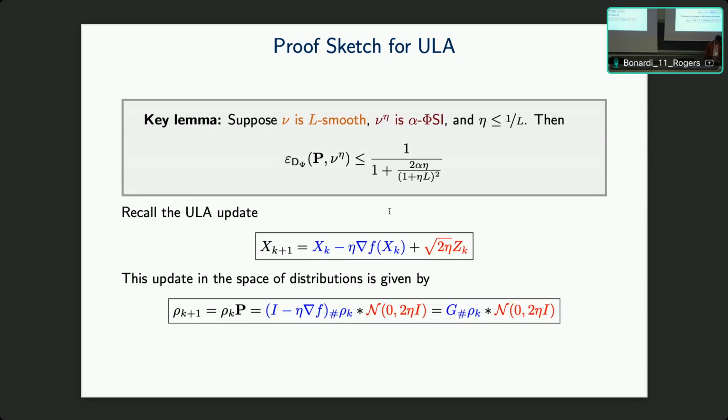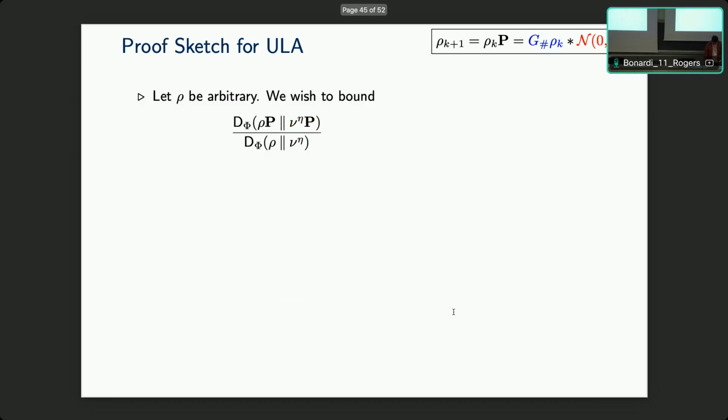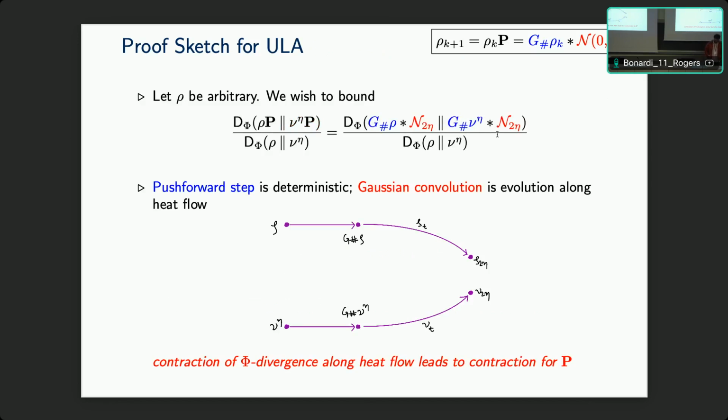And the update in the space of distributions is as follows. So the blue part corresponds to pushing forward the measure of x_k, which is rho_k, by this map I minus eta grad f, which I will also call G. And then adding independent Gaussian noise corresponds to convolving the density by a Gaussian. And to bound the contraction coefficient, note that we want to bound something like this ratio. We can apply the form of P for ULA and get that it is exactly equal to the push forward plus Gaussian noise, push forward plus Gaussian noise. The push forward step is deterministic, so it does not change the divergence between rho and nu when you apply it. When you convolve both with a Gaussian, you can view it as evolving both distributions along the heat flow for time 2 eta. And that is what gives you the contraction in divergence.